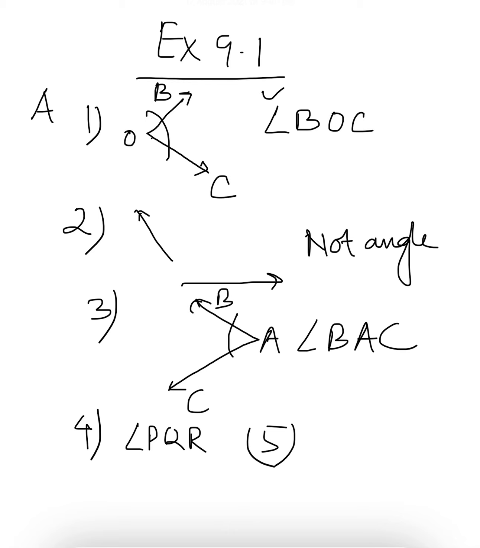Similarly, fifth part, the figure is given. It is not an angle, because both lines are not joined. Okay, so not an angle. Sixth part, it is an angle MNO. N is in the middle, so MNO.